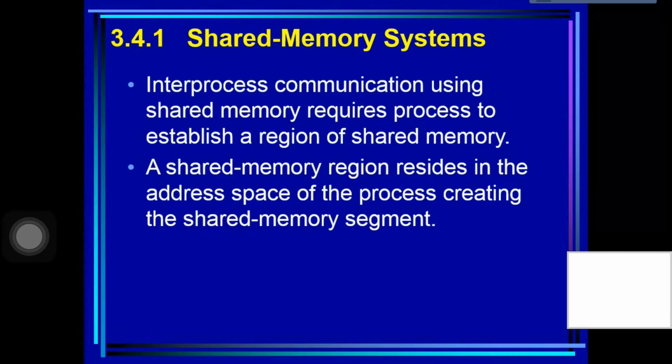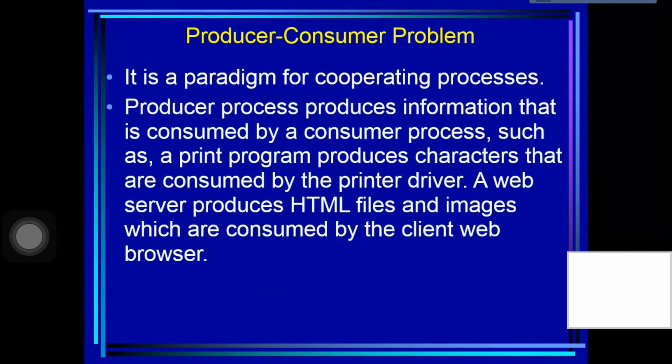To illustrate the concept of cooperating processes, let's consider the producer-consumer problem, which is a common paradigm for cooperating processes. A producer process produces information that is consumed by a consumer process. For example, a compiler may produce assembly code that is consumed by an assembler. The assembler in turn may produce object modules that are consumed by the loader. The producer-consumer problem also provides a useful metaphor for the client-server paradigm.